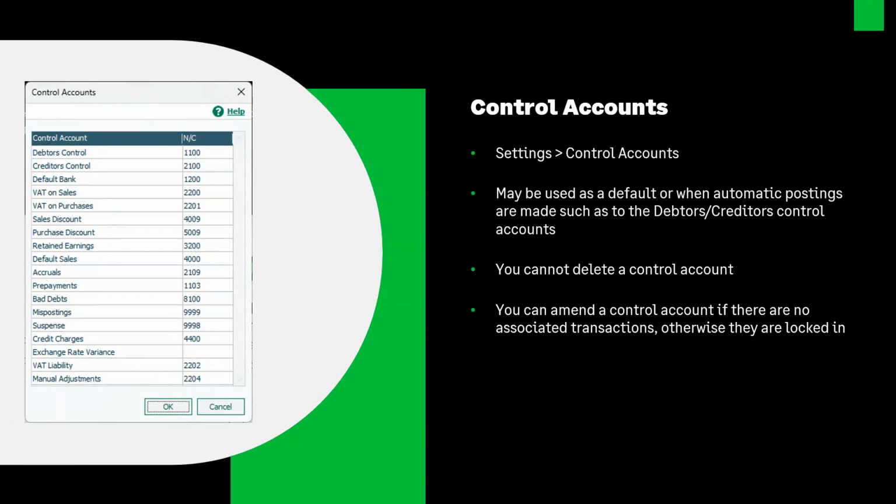Others are used as a control account for automatic postings. So for instance, if you were to enter a VATable invoice, the VAT on that would go against your VAT on sales nominal code, whatever you've got specified, so 2200 by default.